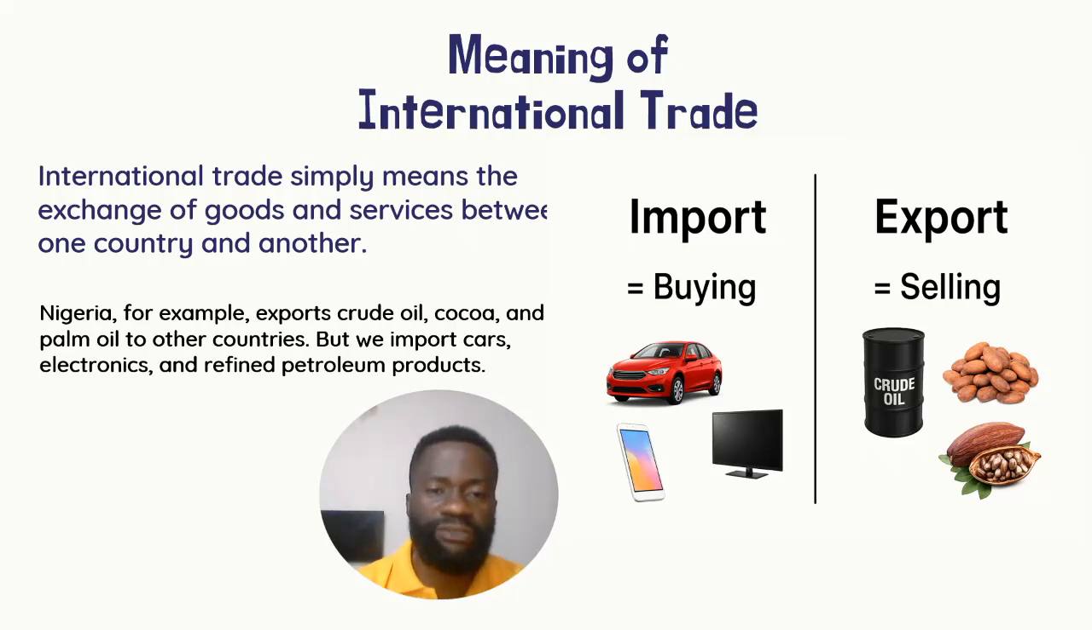refined petroleum products. You can see in this diagram, when we import, it means we are buying. So we buy cars, we buy electronics, we buy phones. But when we export, it simply means that we are selling. What do we sell? We sell crude oil, we sell cocoa, and we sell palm oil.